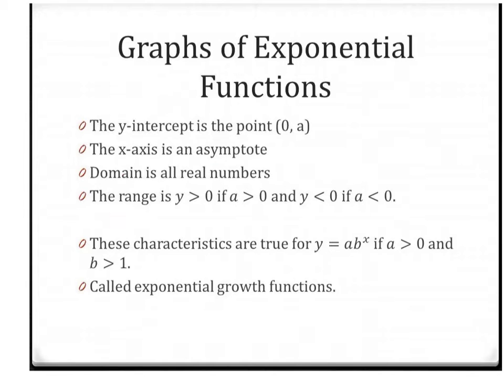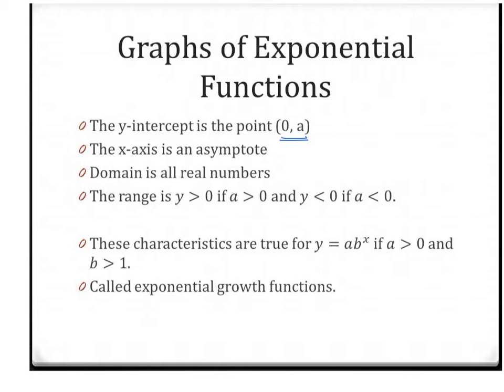So, graphs of exponential functions. You always want to start with the y-intercept, and that's easy to put in. You just put in 0 for x and you have your y-intercept. At the moment, the x-axis is going to be our asymptote, but it's not always going to be our asymptote because we can shift this graph up and down just like we've shifted all of our other functions. Domain is all real numbers because it's going to continue to go left and right the entire time.